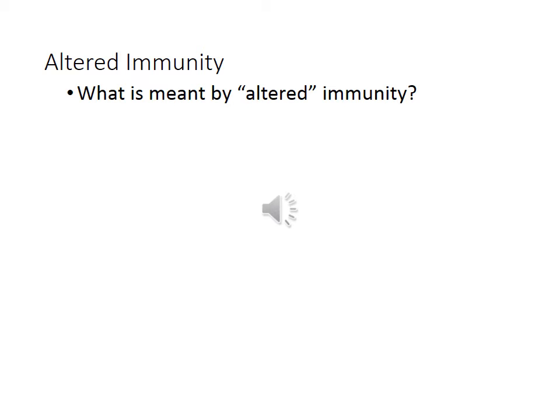And then we have altered immunity. What is meant by it? Conditions in immune responses are either suppressed or they're exaggerated. Suppressed responses are referred to as either immunocompromised or immunodeficiency, and exaggerated responses are referred to as hypersensitive.